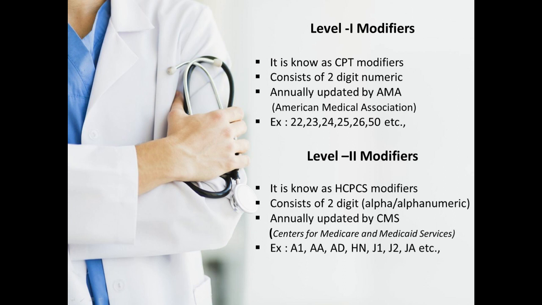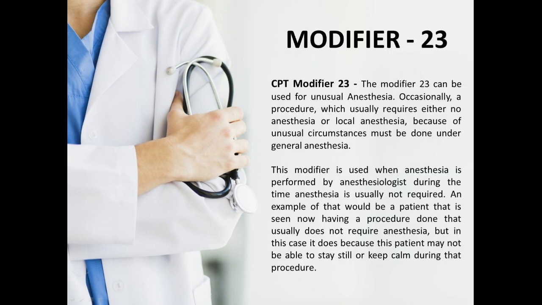Level 2 modifiers are known as HCPCS modifiers. They consist of 2-digit alphanumerics, annually updated by CMS, Centers for Medicare and Medicaid Services. Examples: A1, AD, HN, J1, J2, YA, etc.